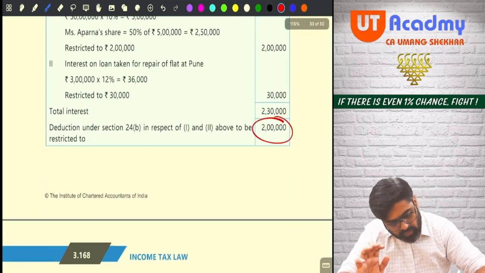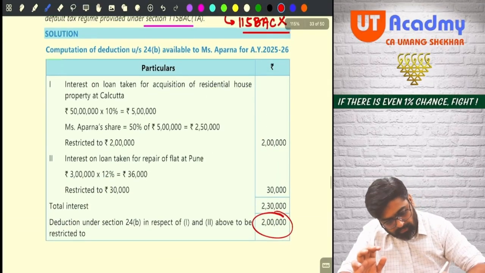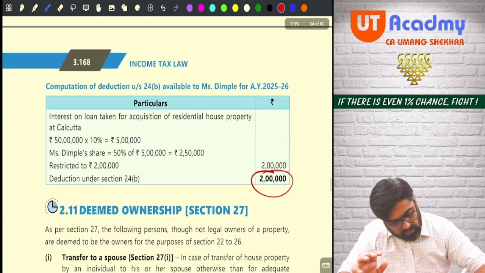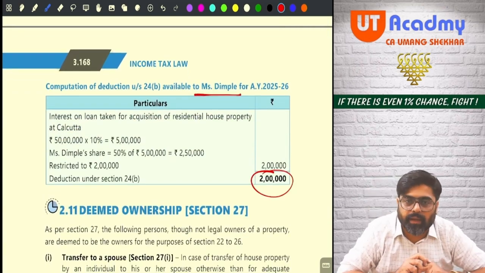Can you see 2 lakhs? This was for Aparna. And can you see 2 lakhs? This was for Dimple. Done.